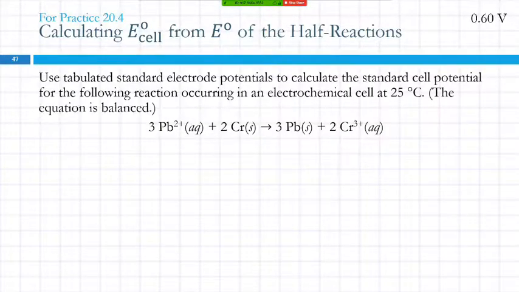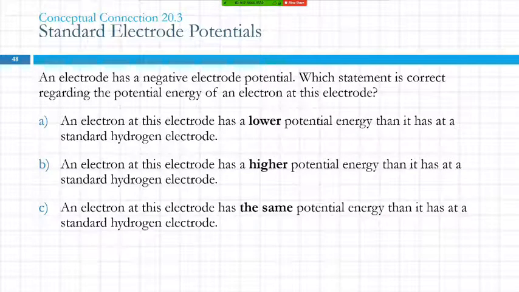So the answer was 0.6. Here's a conceptual problem. An electrode has a negative electrode potential. Which statement is correct regarding the potential energy of an electron at this electrode? The electron here is going to have a lower potential energy than it has at a standard hydrogen electrode, or it's going to have a higher potential energy than at a standard hydrogen electrode, or it's going to have the same potential energy. These are hard to think about.